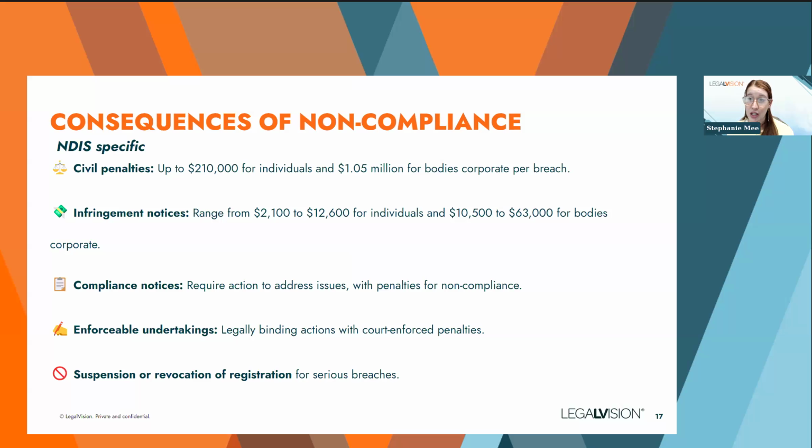The NDIS Commission can also issue infringement notices, similar to what Joel has already discussed, but less severe breaches might result in these sorts of notices, typically also attached with a monetary penalty between $2,000 and $12,600 for individuals, and from $10,500 to around $63,000 for body corporates.